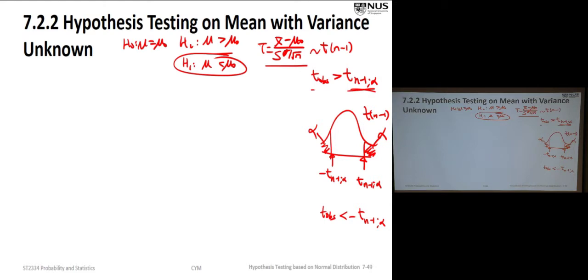Now here I forgot to mention one thing. In order for this to be true, remember I mentioned 3 conditions. The underlying distribution, whether it's normal or not. The second one is whether we know some of the parameters. Like in the previous case, we know sigma. Now in this case, we don't know sigma, so we use S. So in order for this to be true, the underlying distribution should be normal.